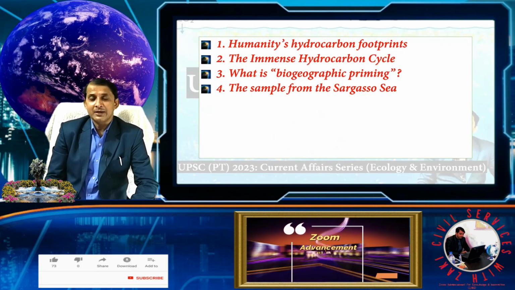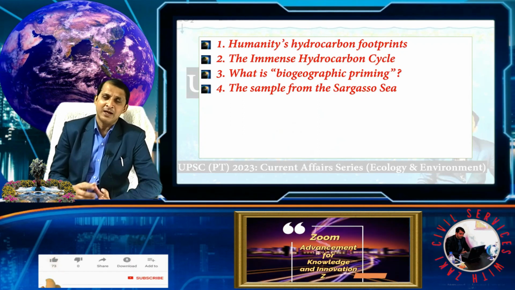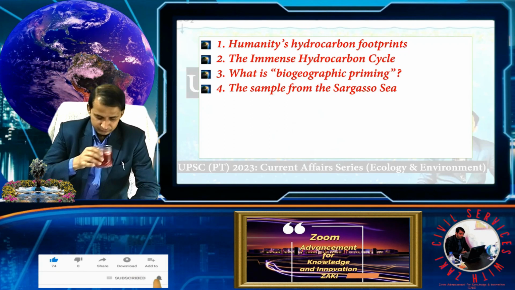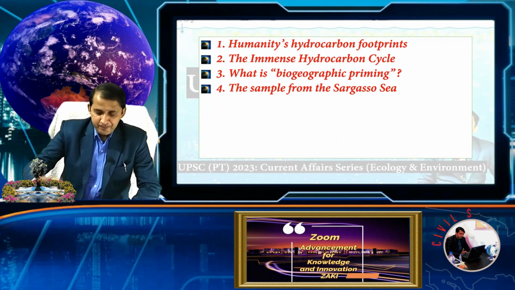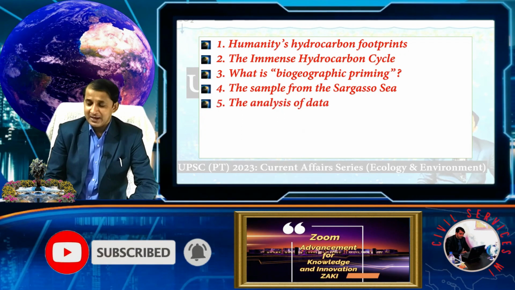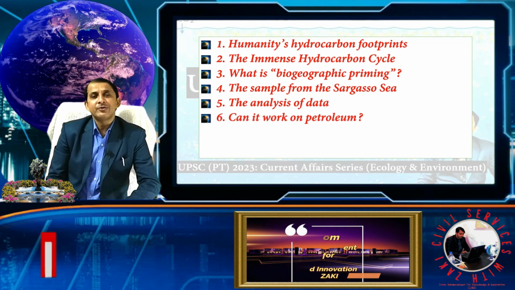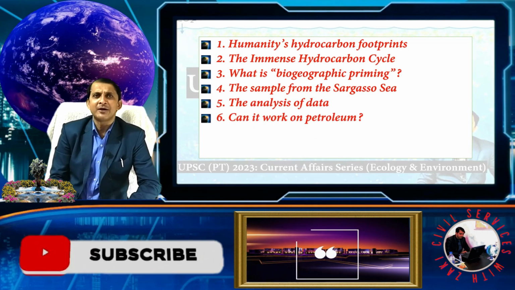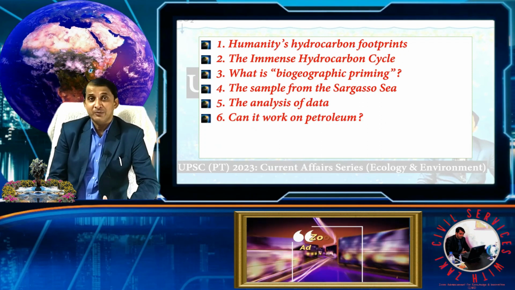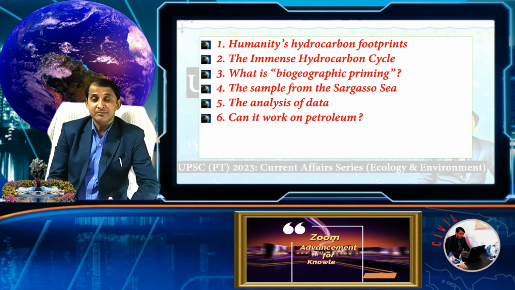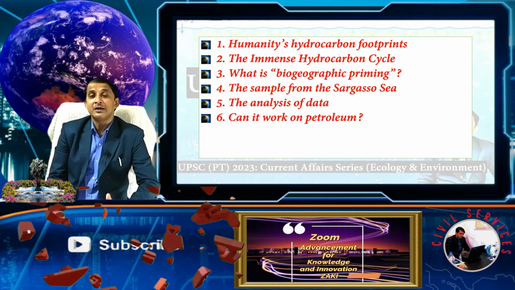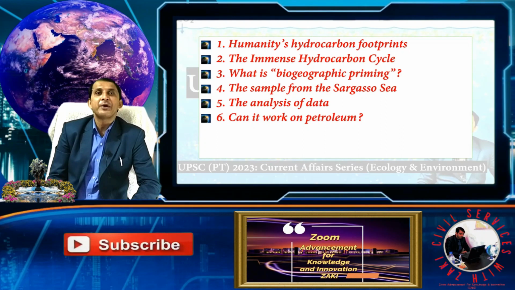The samples for the hydrocarbon cycle were collected from the Sargasso Sea. Another topic is the analysis of the data, and whether it can work on petroleum. This immense hydrocarbon cycle is a natural cycle, so can it work on human-made petroleum products? Can it work on petroleum or not? This is also a significant question.